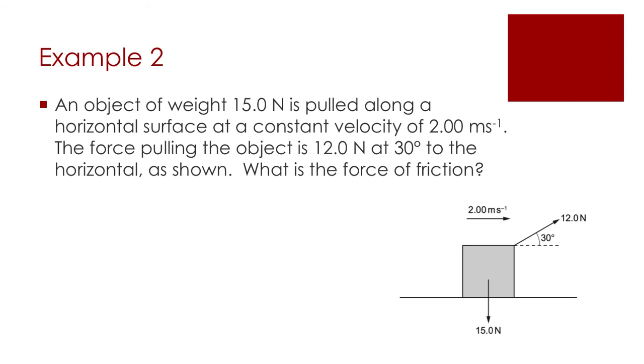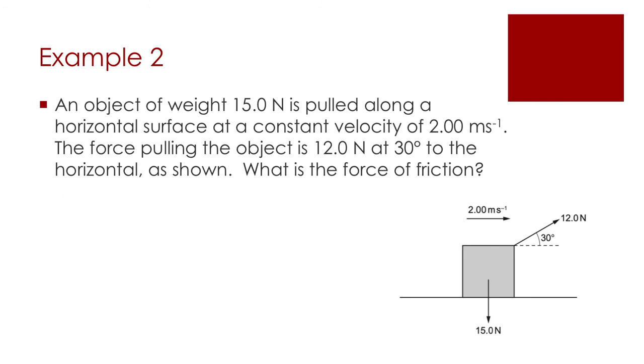An object of weight 15 newtons, and yes, that is correct. Weight is the force due to gravity, so it's measured in newtons. If it's a mass, it's measured in kilograms. This is one of those times where everyday English and science don't actually mean the same thing. So an object of weight 15 newtons is pulled along a horizontal surface at a constant velocity of 2 meters per second. The force pulling the object is 12 newtons at an angle of 30 degrees to the horizontal as shown. What is the force of friction?